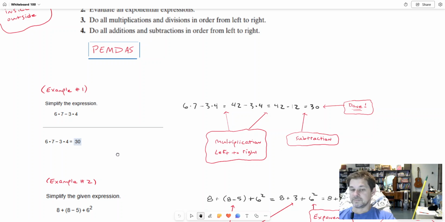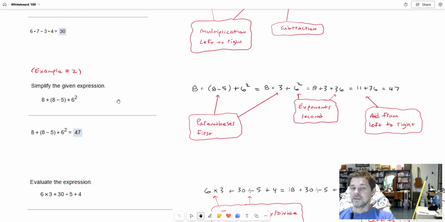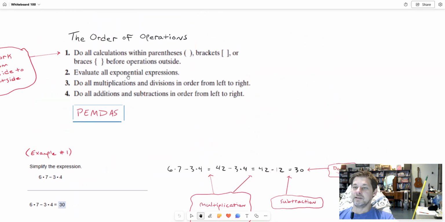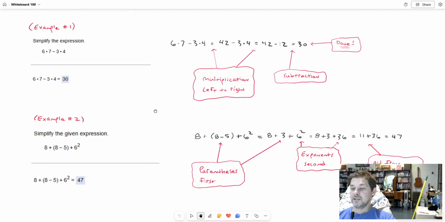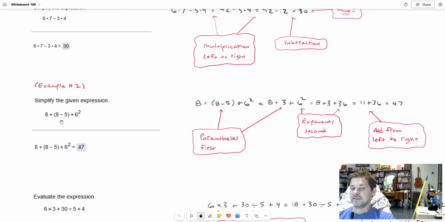Let's look at another one. So this one says 8 plus parentheses 8 minus 5 plus 6 squared. Now again, think, what did the order of operations say that we should do with this one? It says do all calculations inside parentheses, brackets, or braces before anything else outside. Okay? So indeed, like everything that I see here, the addition, the exponent, I've got to start with what's in that parentheses before I do anything else.